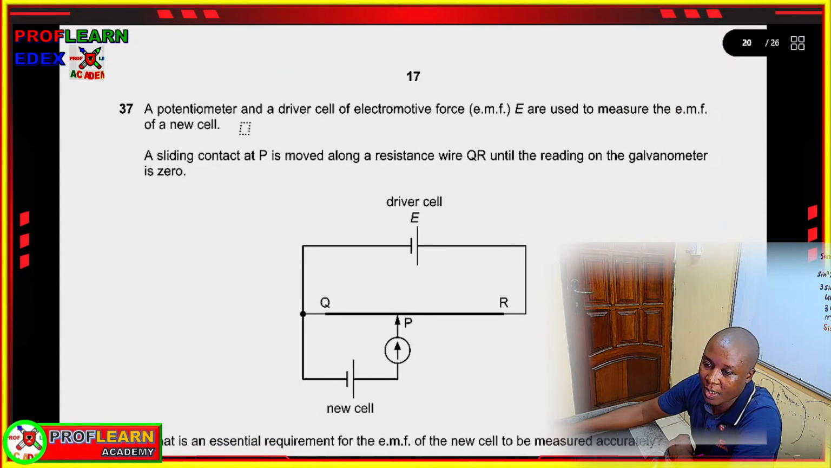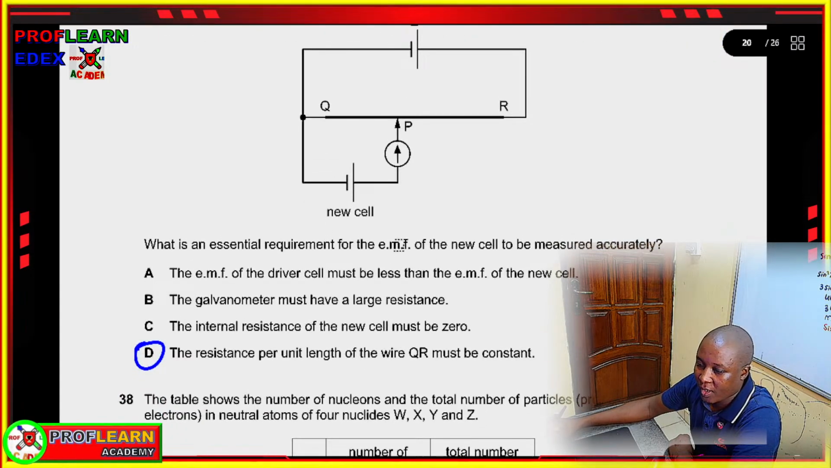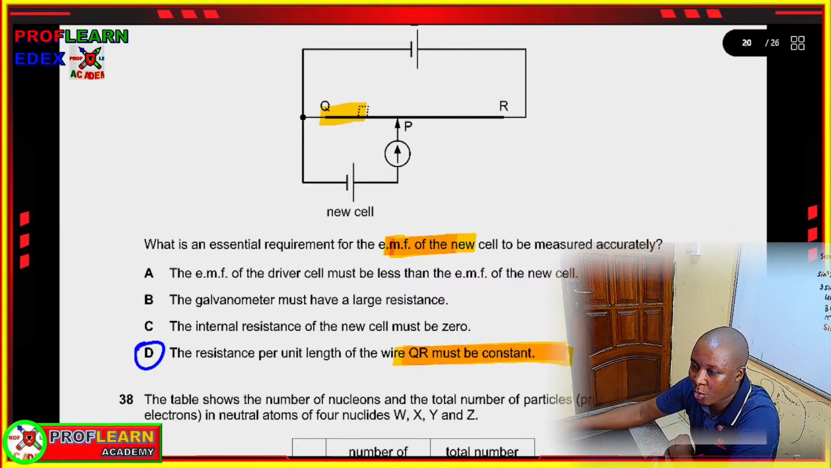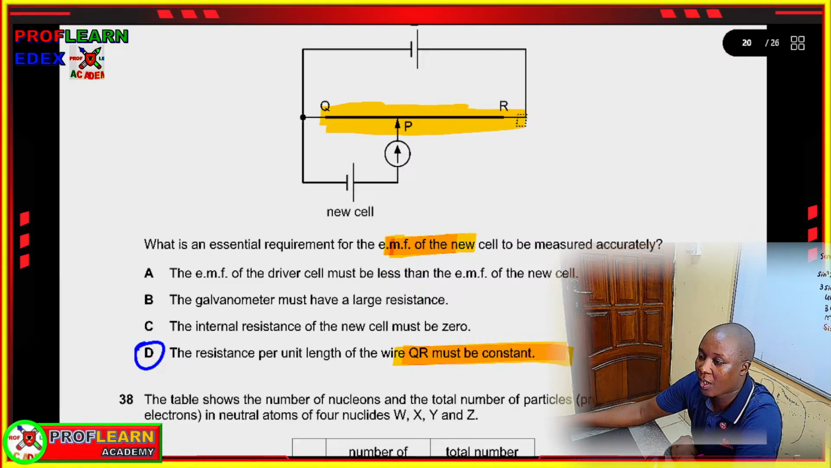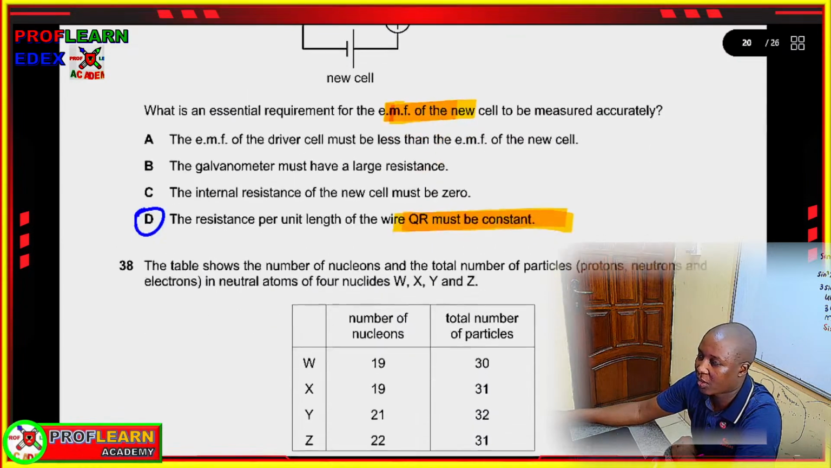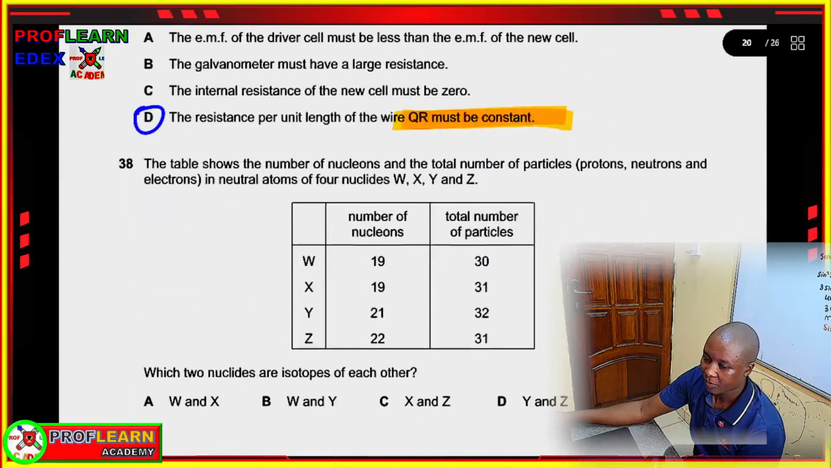A potentiometer and a driver cell of electromotive force E are used to measure the EMF of a new cell. So what is the essential requirement? In this case, we're going to say the resistance per unit length of the wire must be constant. The wire used here must have uniform cross-sectional area, and the resistance along the wire QR must be constant, because we are going to use ratios in order to work this out.